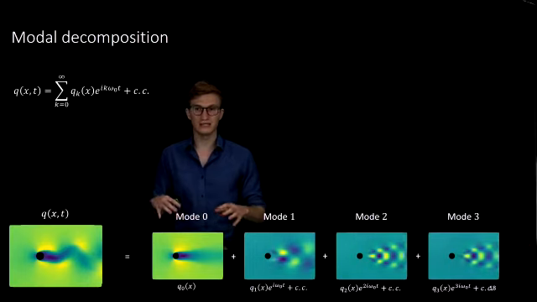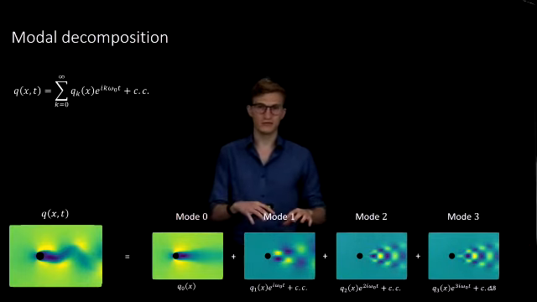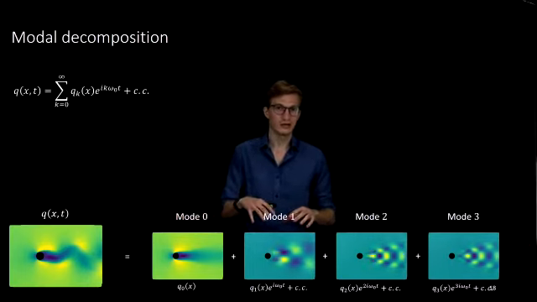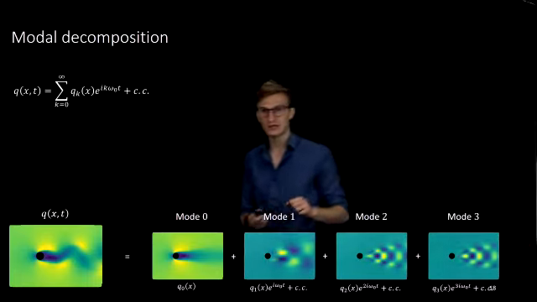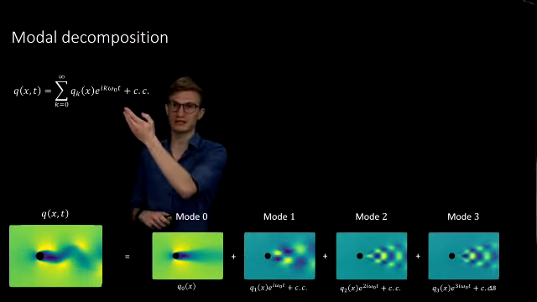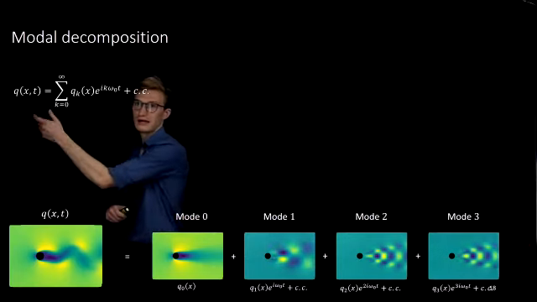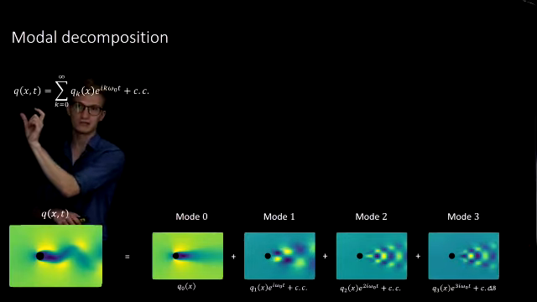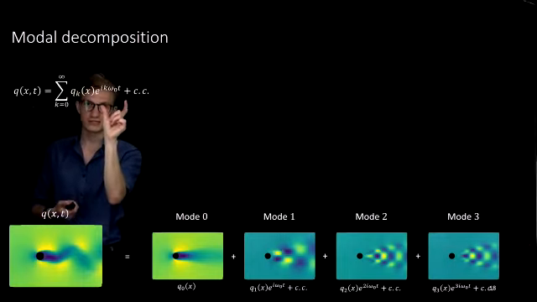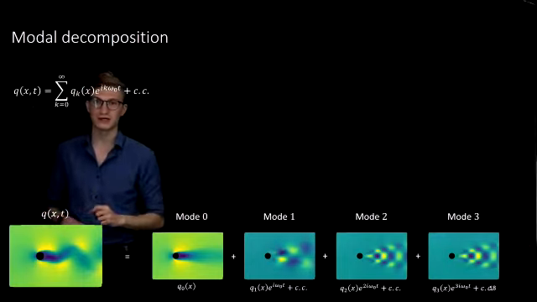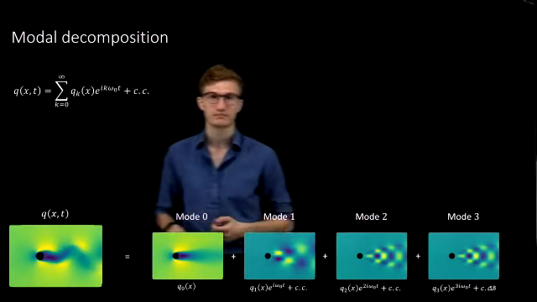So this one is the average in time. This one is the field at the first frequency. This one at the second harmonic, etc. And actually, this decomposition is mathematically this thing. So I decompose my function of space and time into a sum of functions of space and functions of time. And in our case, because it is periodic, we choose only sine and cosine as the functions of time.